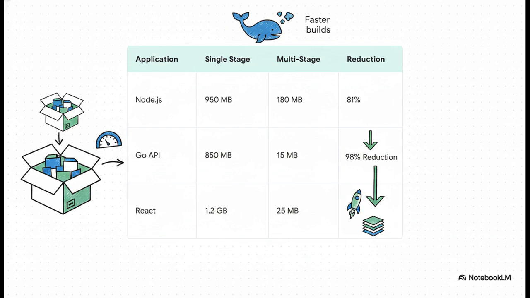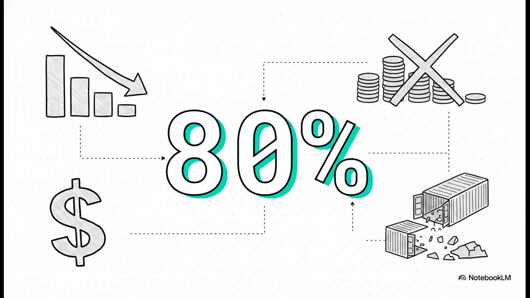A Go API plummets from 850 megabytes down to just 15. And a React front end, it shrinks from 1.2 gigabytes to a microscopic 25 megabytes. We're talking about a staggering 98% reduction in image size. No way you can ignore those numbers. And hey, this reduction isn't just some vanity metric. It translates directly to your bottom line.